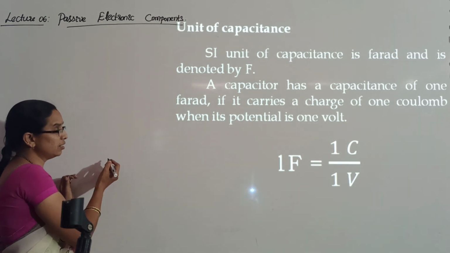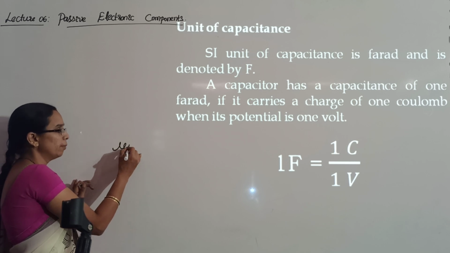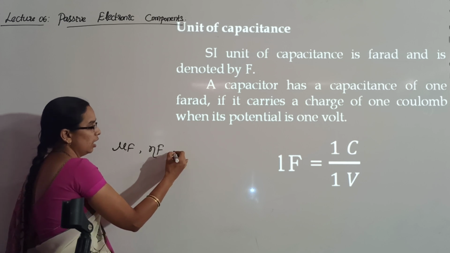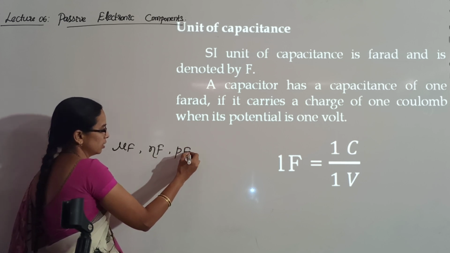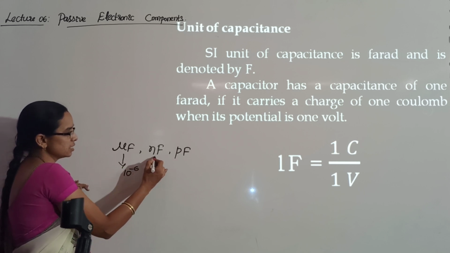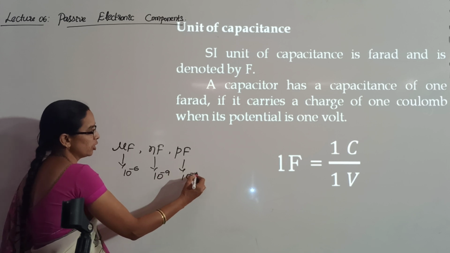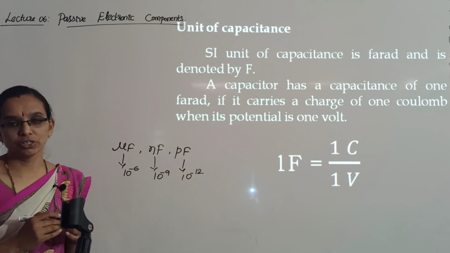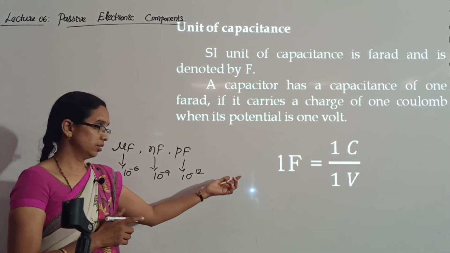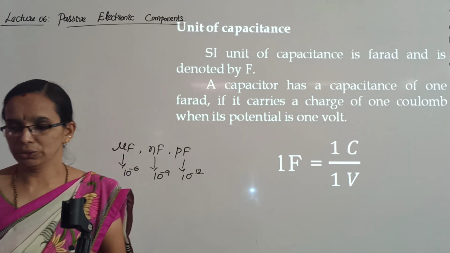Usually farad will be the big unit. We usually use microfarad, nanofarad or picofarad. Microfarad will be 10 to the power minus 6, nanofarad will be 10 to the power minus 9 farad, and picofarad will be 10 to the power minus 12 farad. Usually the farad unit is too big for use, so usually microfarad, nanofarad and picofarad are used.